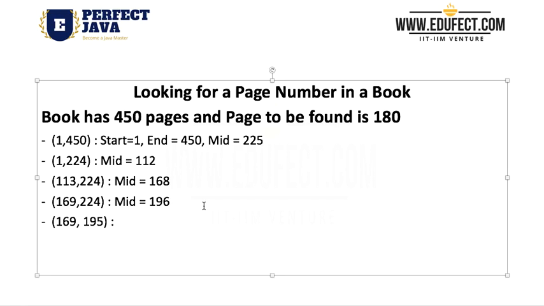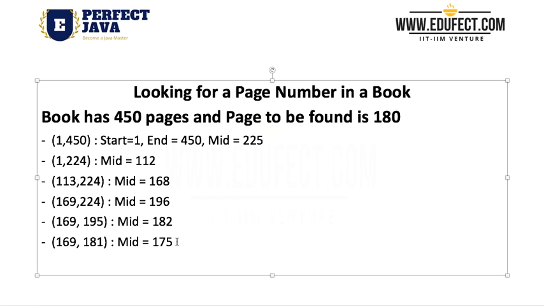Now when we look at the mid between these two, what will mid be if we open it in the middle? Mid would be 182. So now what is 182? 182 is more than 180. So now what are we looking for? We will look between 169 and 1 less than 182, which is 181. Now when we open it in the middle, what will it give us? Mid will be 175.